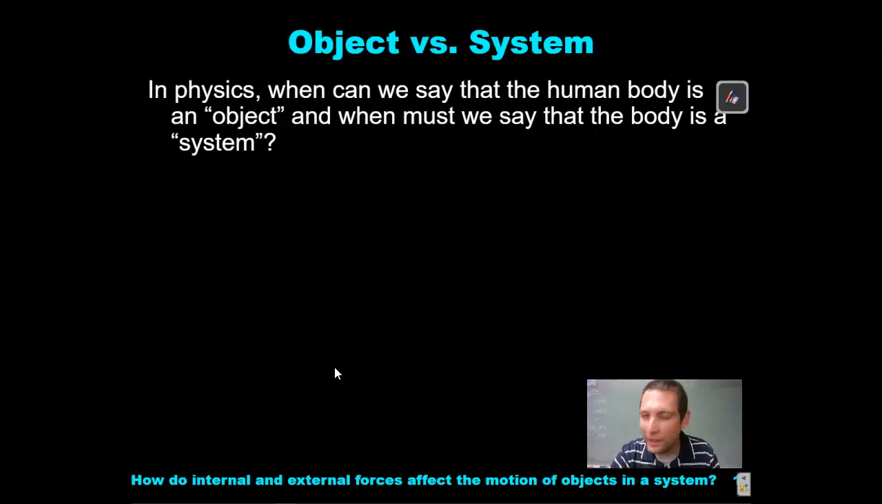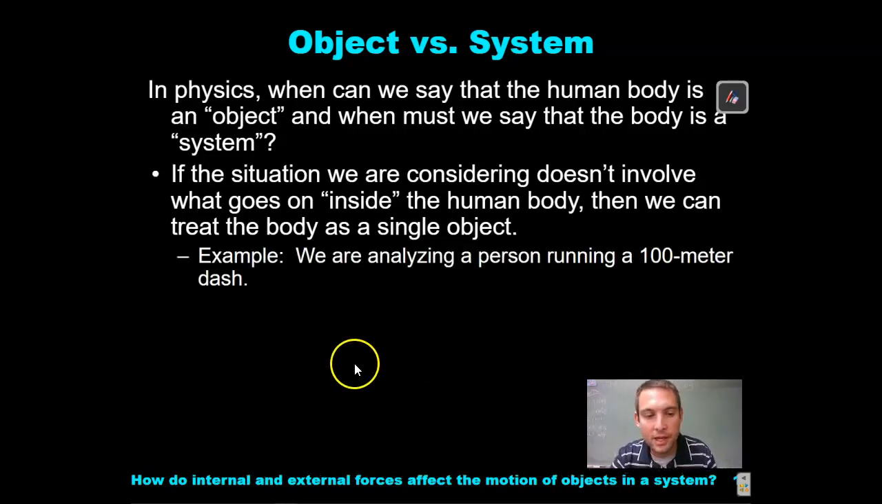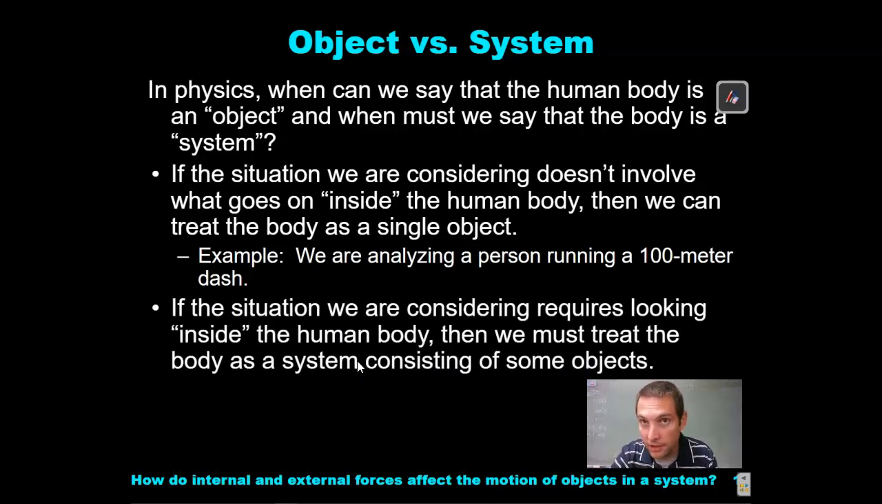So what is an object and what is a system? In physics, when can we say that the human body is an object, and when can we say that it is a system? If the situation we're considering does not involve what goes on inside the human body, then we would treat the body as just one object. For example, if we're analyzing a person running a 100-meter dash, we don't care about what's happening to the cells or the tissues inside of that person. We're only looking at the time that it takes them to travel 100 meters. So we only care about the whole thing as just one.